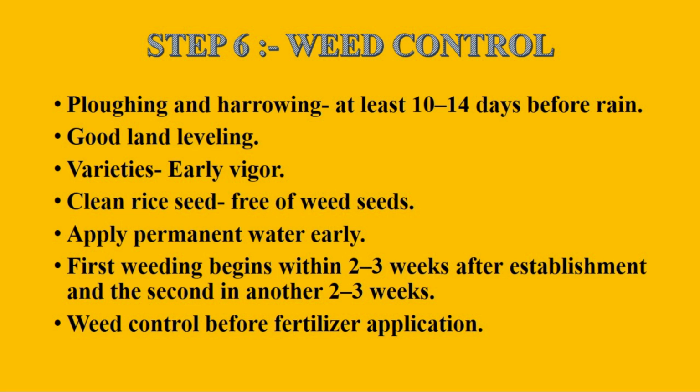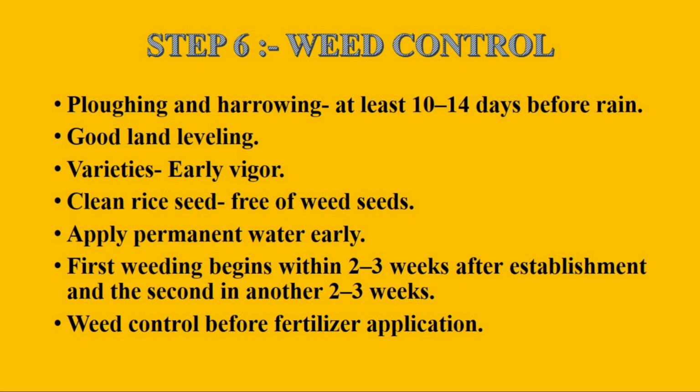For effective weed management, plowing and harrowing in fallow should be undertaken at least 10 to 14 days apart. Good land leveling reduces weed growth because most weeds have trouble germinating under water. Select varieties which have early vigor. Use clean rice seed which is free from weed seeds. Apply permanent water early. Weeds cannot germinate underwater.